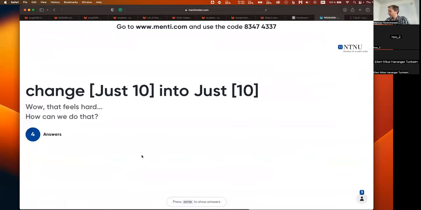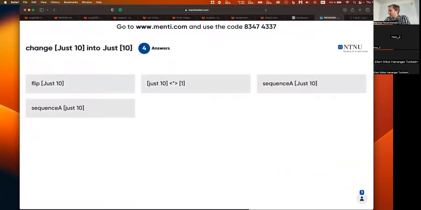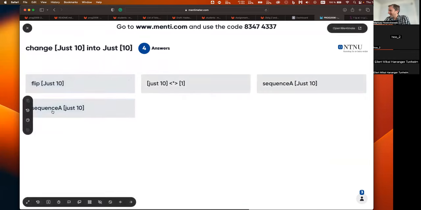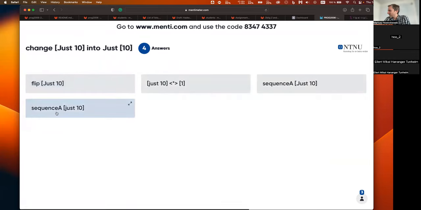So let's see what people did. Yeah, flip would be nice. Yes, that's exactly what we're looking for. So we're looking for sequence. And the sequence is, you have to say Just 10, Just 20, or whatever that thing was, which we were doing.